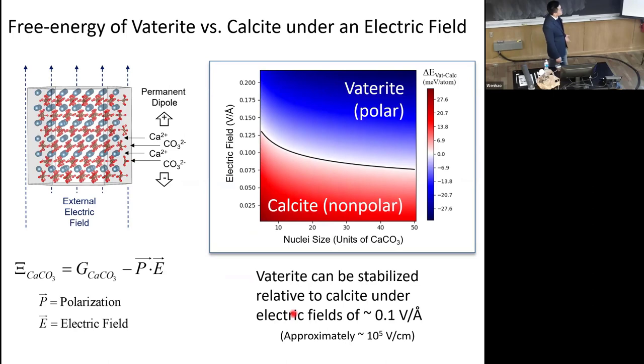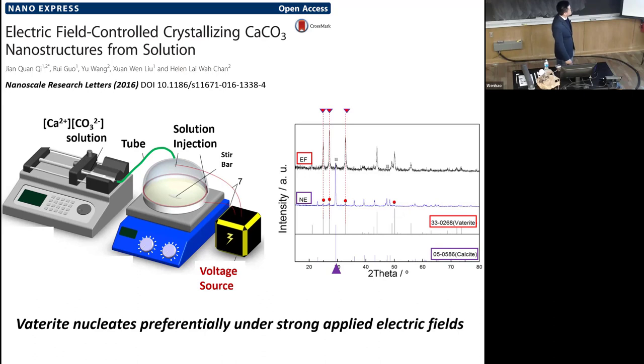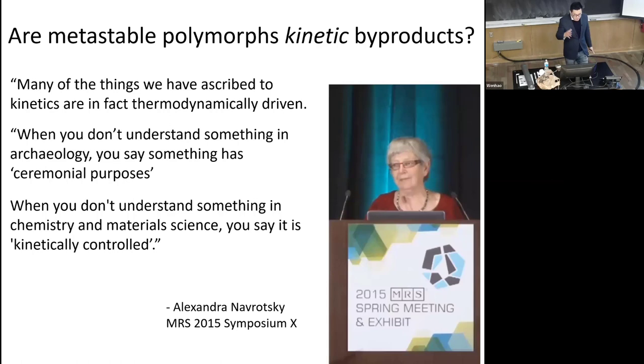And not only that, but actually when this experiment is done, this is a paper that I found, it's not very well cited, but it's a paper where they actually took calcium carbonate solution, they injected it into the system where there's a big voltage source that's creating an electric field. And then when the electric field is on, you get vaterite, and when the electric field is off, you get calcite, okay? So, I guess I have to return to this question, which is, are metastable polymorphs kinetic byproducts?